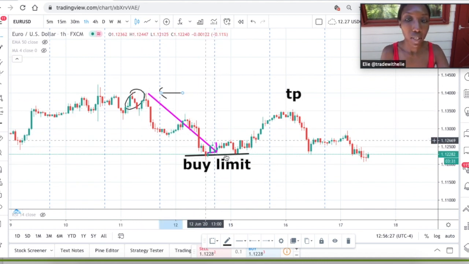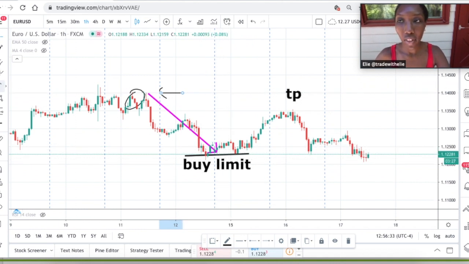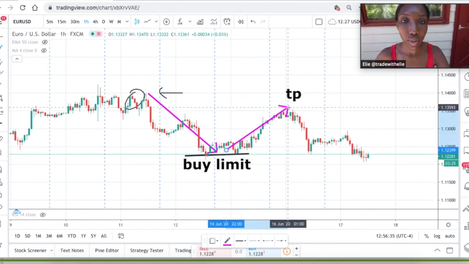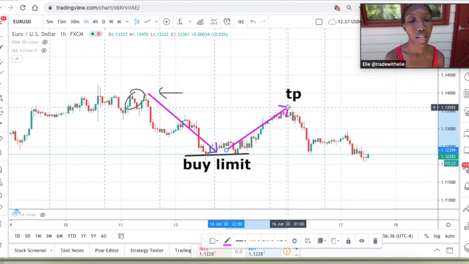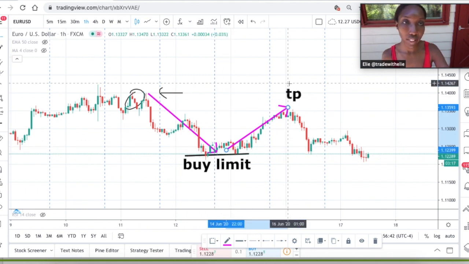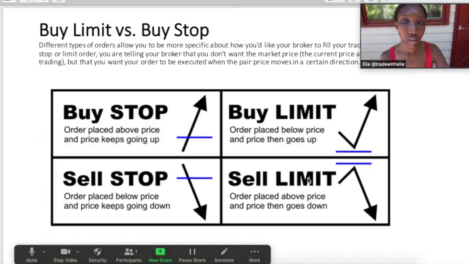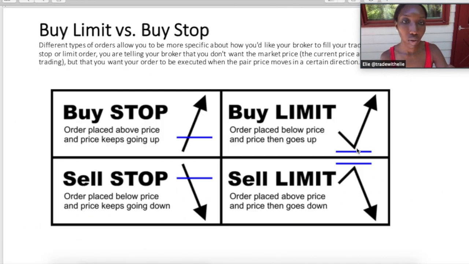We're expecting price to come down, activate our pending buy limit order, and then shoot up into a buy to hit our TP. It's moving in the wrong direction before moving in the right direction. It's moving down into a sell before going into that buy. Moving down into a sell to activate the order, and then moving into a buy.